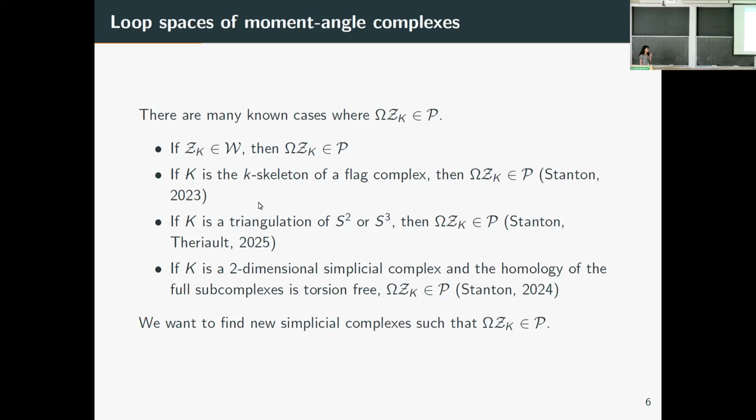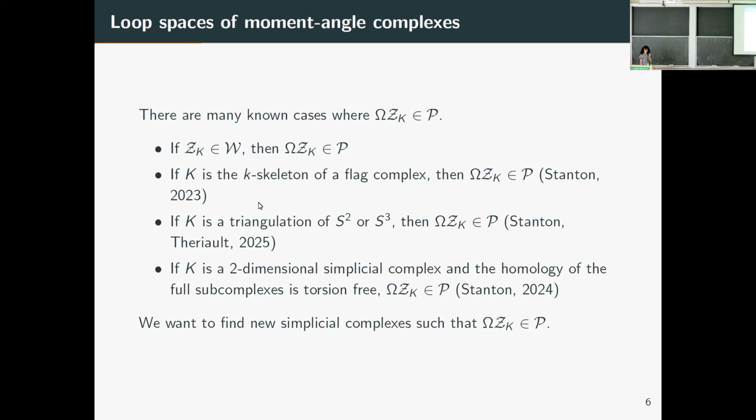There are loads of known cases for simplicial complexes that produce moment angle complexes belonging to W, for example, flag complexes with chordal 1-skeleton, shifted complexes, and totally fillable complexes. Then if K is the 2-skeleton of a flag complex, then loops on that moment angle complex belong to P. That's a result of Stanton. If K is a triangulation of S^2 or S^3, then loops on the moment angle complex belong to P. And if K is a two-dimensional simplicial complex and the homology of the full subcomplexes is torsion-free, then loops on that moment angle complex belong to P.